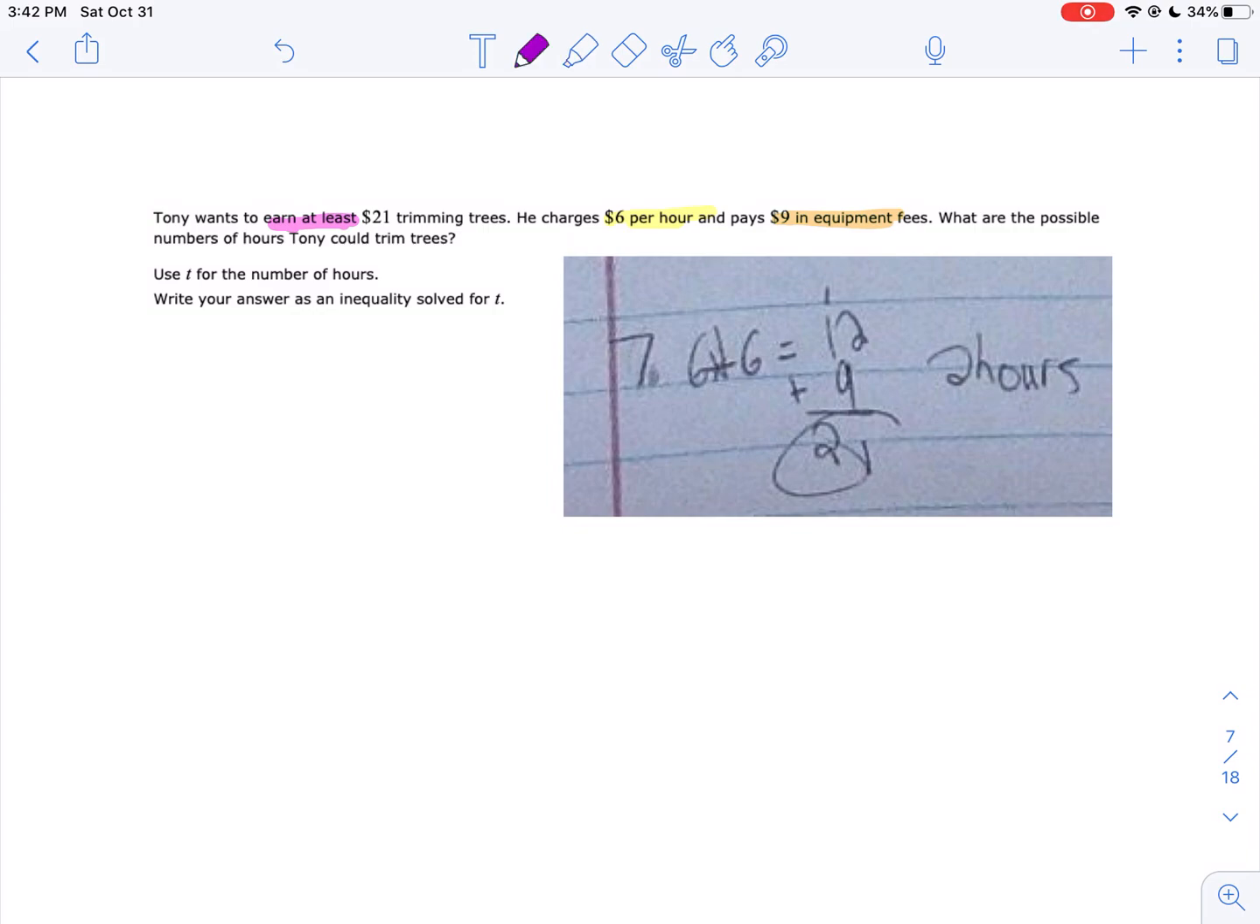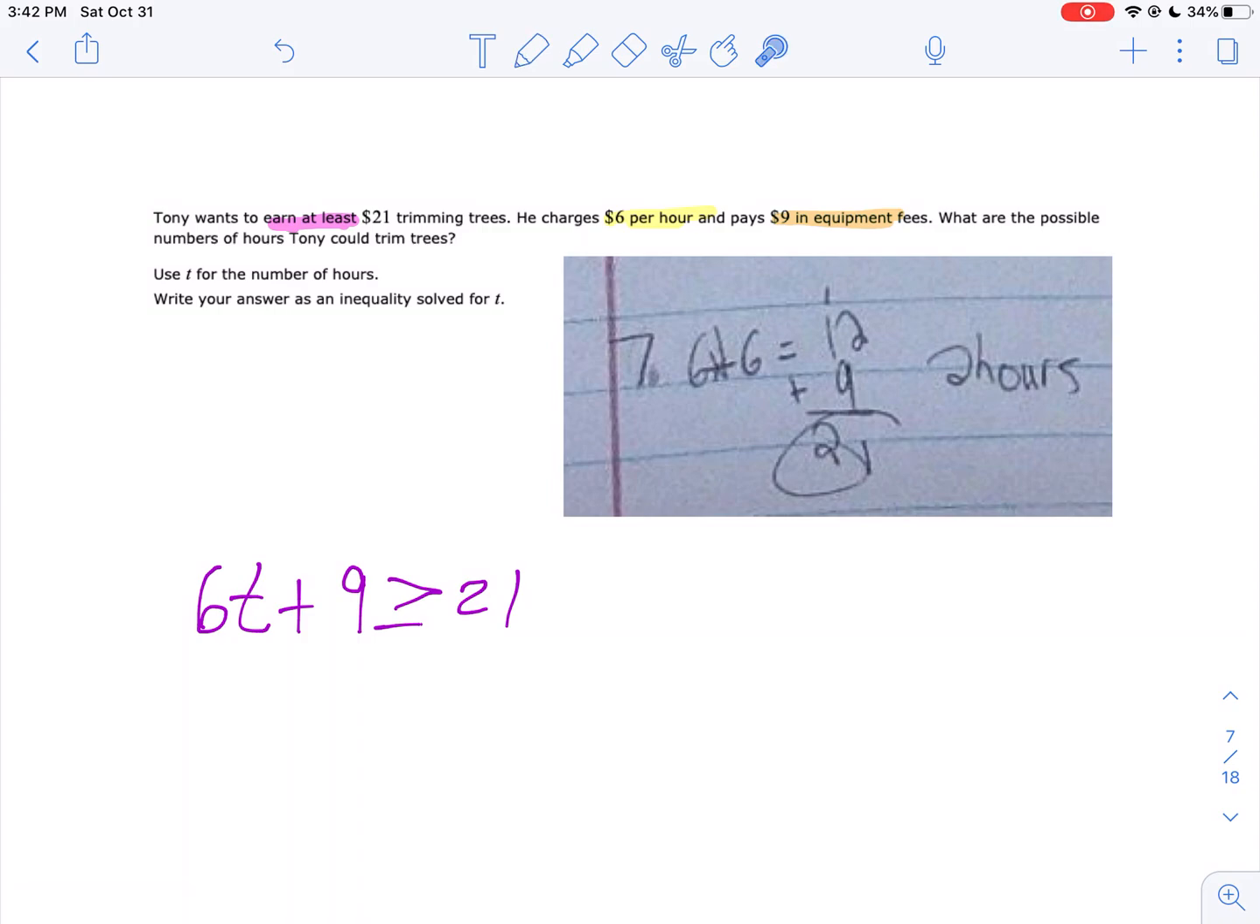Well, use T for your hours. So we're going to say 6 times T, because he's going to be paid $6 per hour. Plus, we have the equipment fee. And then he's going to make at least. At least means greater than or equal to 21. So you're actually on the right track, but you didn't answer the question. So I like what you did here. T would be 2, wouldn't it?